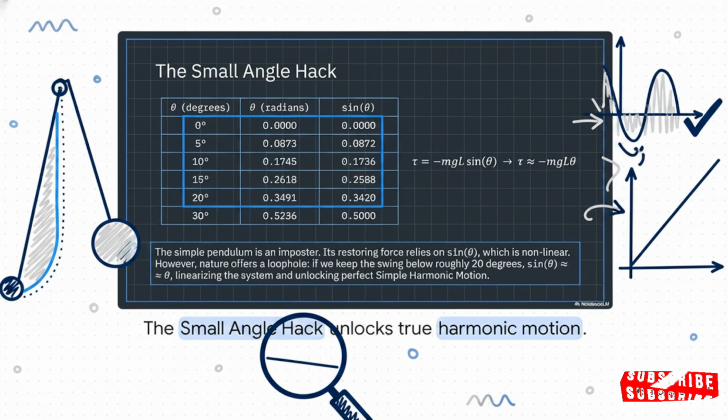You see, the restoring force of a pendulum actually relies on the sine of theta, which is a curve, not a straight linear line. However, nature offers us a pretty brilliant loophole. As long as the swing is kept really tight, specifically under 20 degrees, the value of sine theta is virtually identical to theta itself when measured in radians. The math magically linearizes. So as long as you use small angles, the imposter becomes the real deal, unlocking perfect simple harmonic motion. This is known as the small angle hack, and you will definitely need to state this assumption constantly in your physics exams.